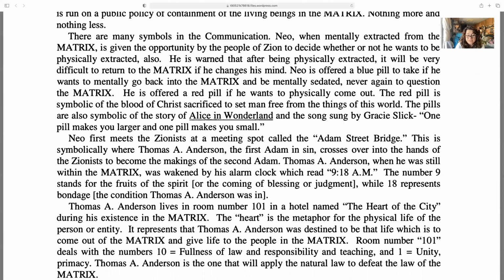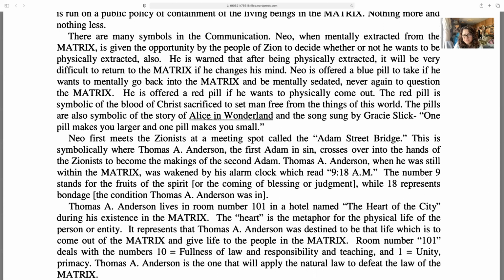Neo first meets the Zionists. It's kind of interesting that they call it Zionists. At a meeting spot called the Adam Street Bridge. This is symbolically where Thomas A. Anderson, the first Adam in sin, crosses over into the hands of the Zionists to become the makings of the second Adam.